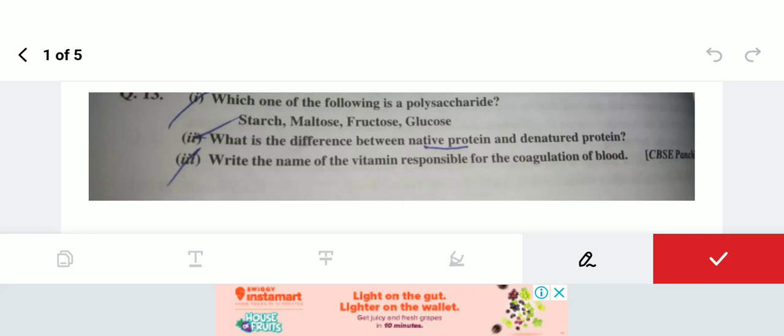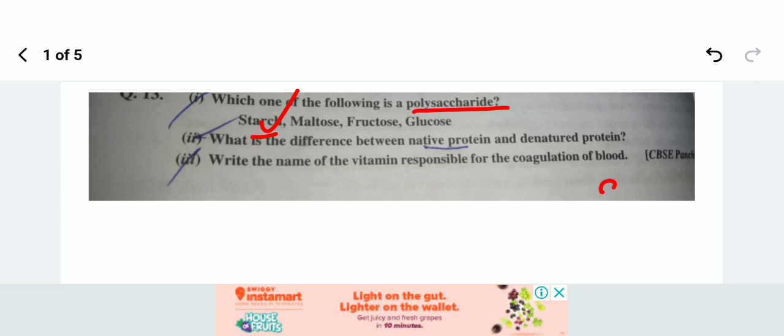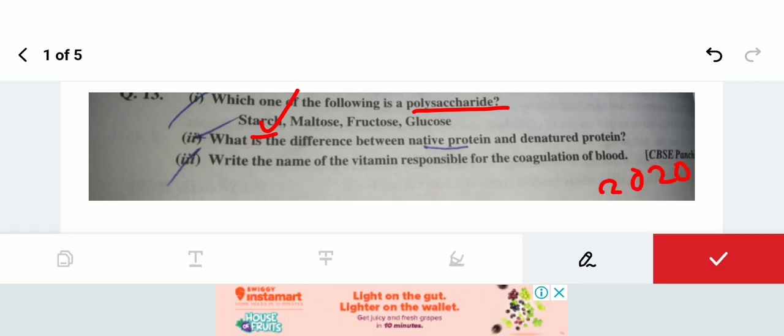Previous year question which we need to study: which of the following is a polysaccharide? It is starch. Starch is a polysaccharide. This was asked in CBSE 2020. That is, the polysaccharide here is starch.